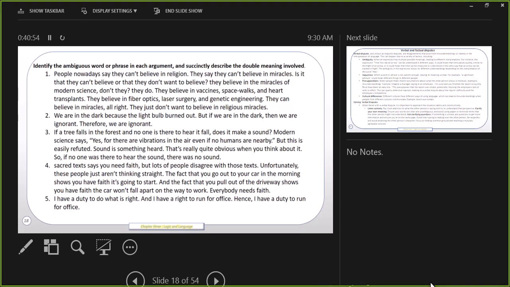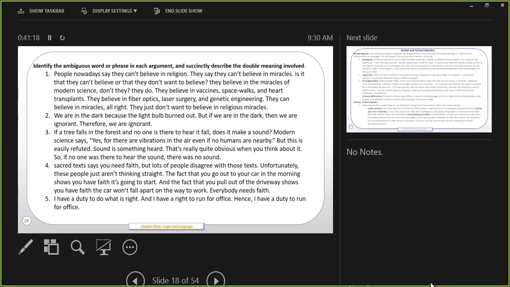Correct. The word faith is used ambiguously. What does faith mean in the first sentence? Sacred text says you need faith. What does the word faith imply? Faith, belief in religious miracles or religious messages, in the context of religion.